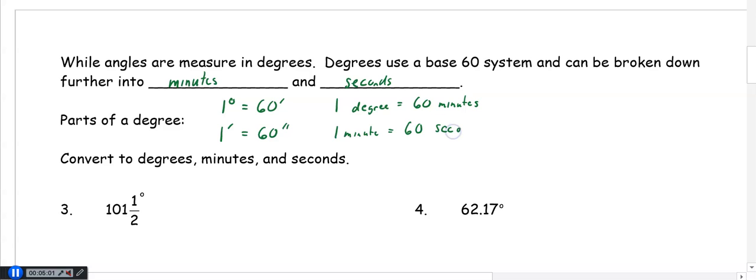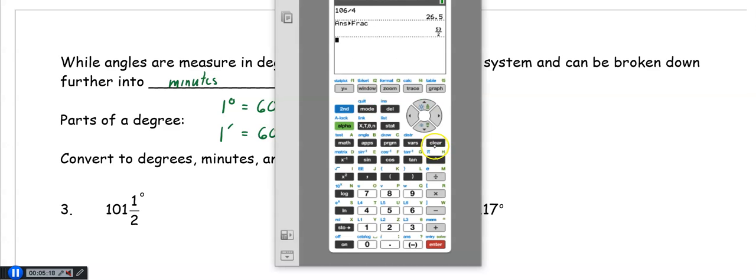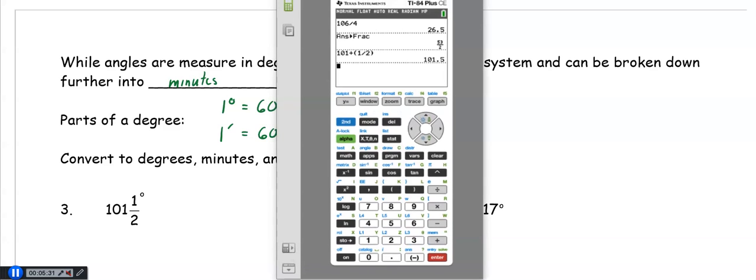So when we get degree measurements of angles that are not exact numbers, we can convert them into degree minutes and seconds. Now, this can be done using your calculator. So in number 3, we have 101.5 degrees. So 101.5, we can do 101 plus 1/2. That gets us 101.5. To convert this into degrees, minutes, and seconds, we can use our calculator.